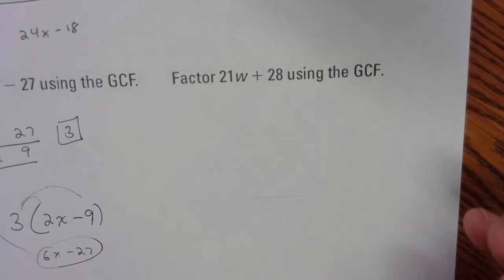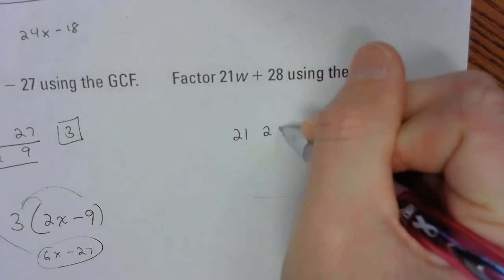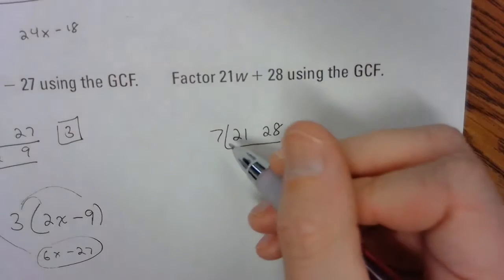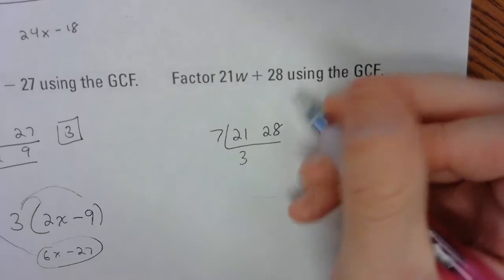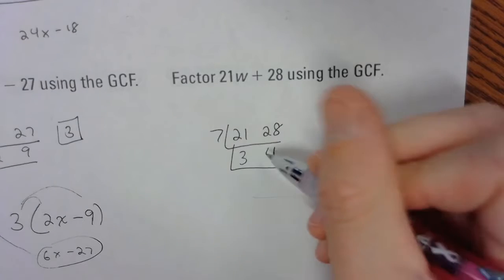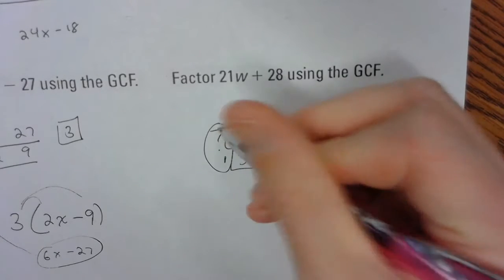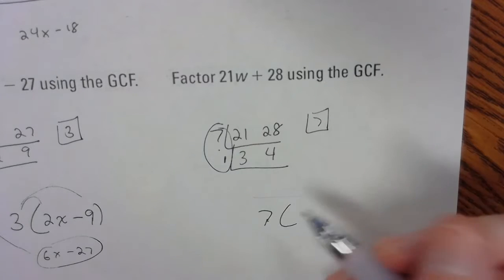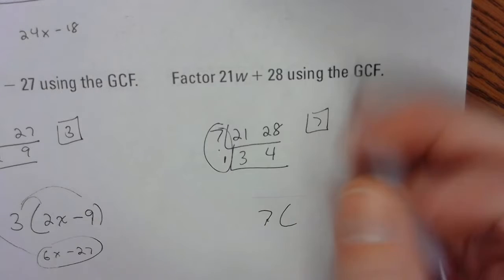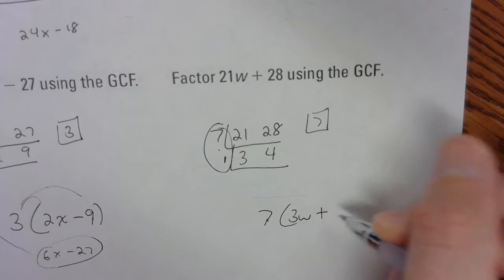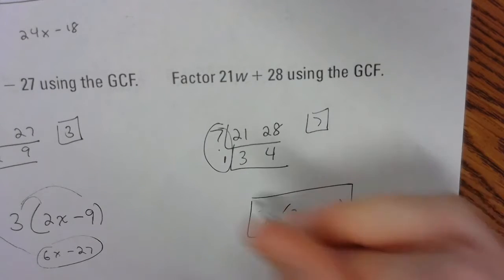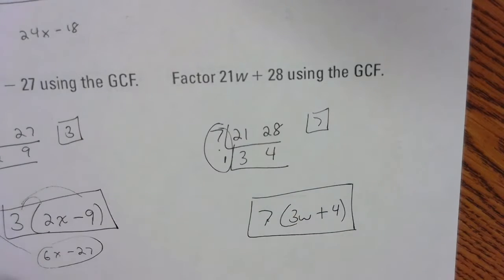On the right, once again, 21w plus 28. Let's find our GCF. What number goes in both? 7. 21 divided by 7 is 3. 28 divided by 7 is 4. The only number that goes into 3 and 4 is 1. So I'm going to use 7 on the outside. So 7 times 3w gets me to 21w. 7 times 4 gets me to 28. So we are done. Let's flip to the back.